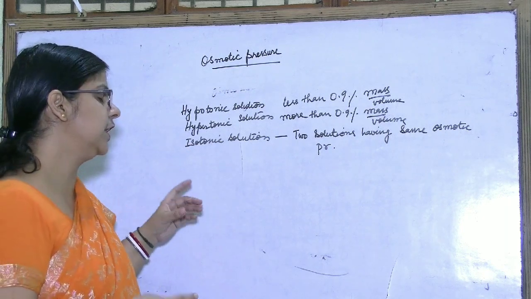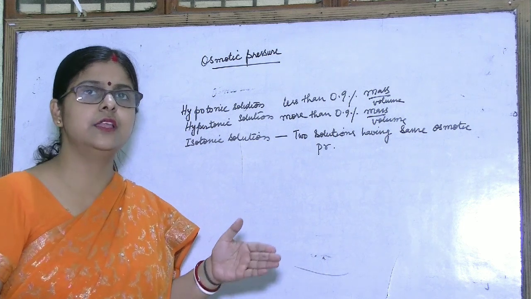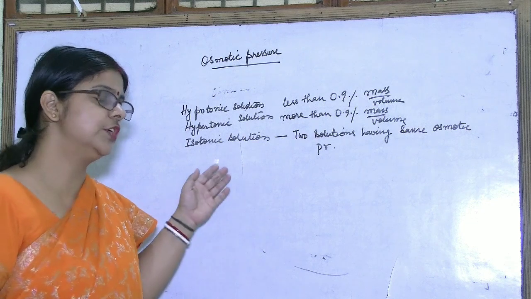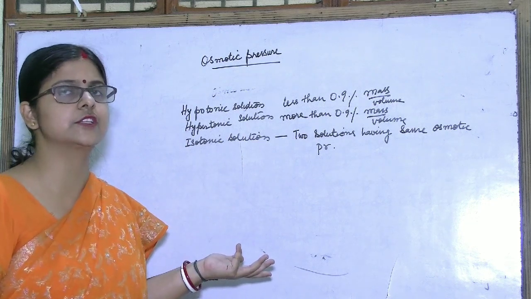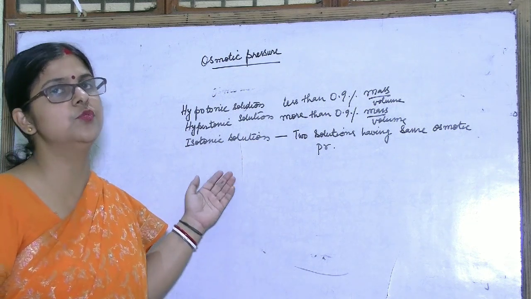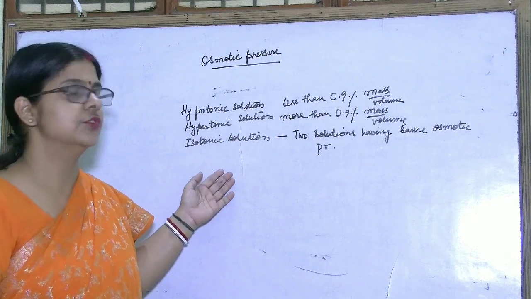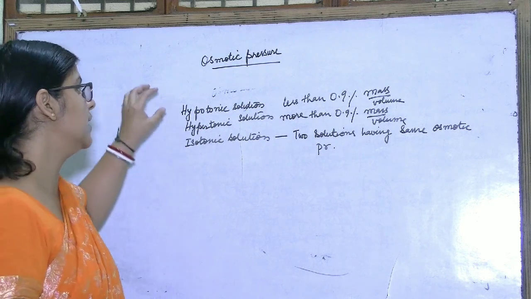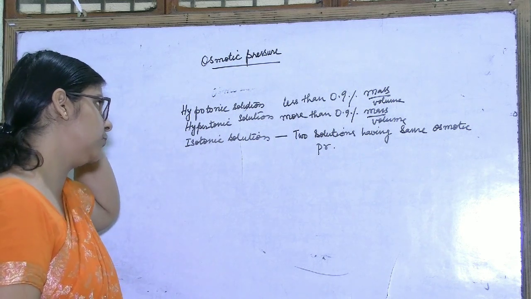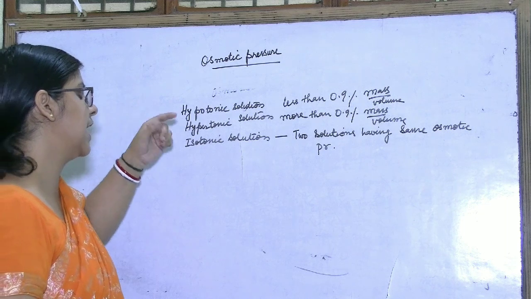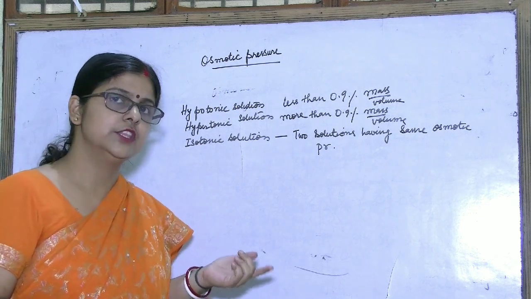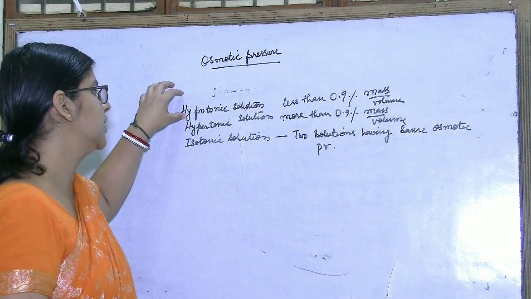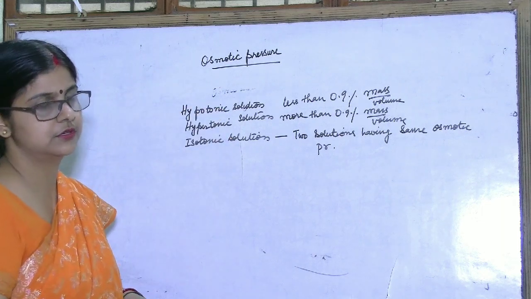If we keep two solutions with a semi-permeable membrane in between them, and both solutions have the same concentration at the same temperature, then there will be no osmosis, since they have the same osmotic pressure. And if we keep a hypotonic solution in one part and a hypertonic solution in another part, then the flow of solvent will take place from hypotonic to hypertonic solution.